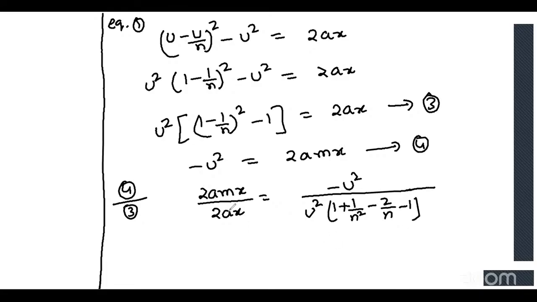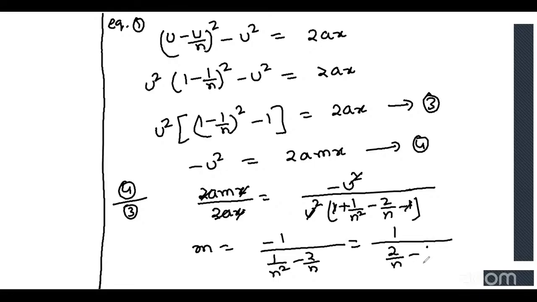Upon calculation, we'll get m equal to minus 1 by n square minus 2 by n. Multiply and divide by a minus sign. So this I can write as 2 by n minus 1 by n square. Can I write? Yes, sir.